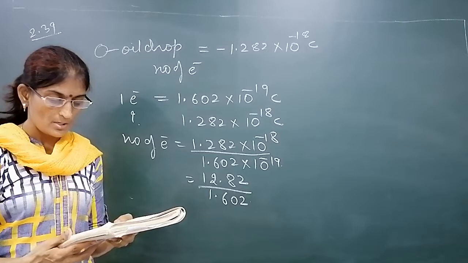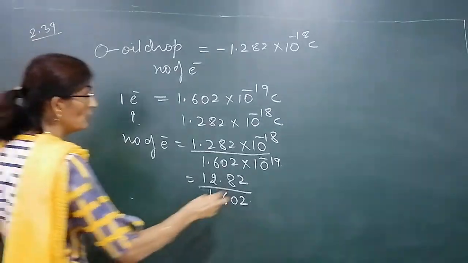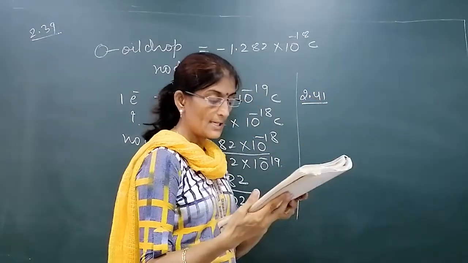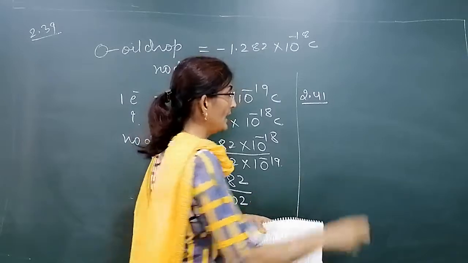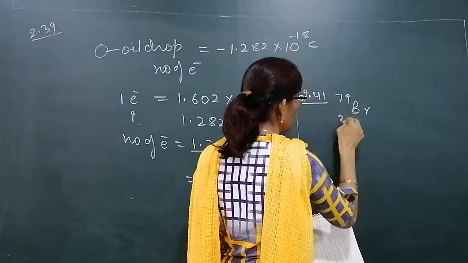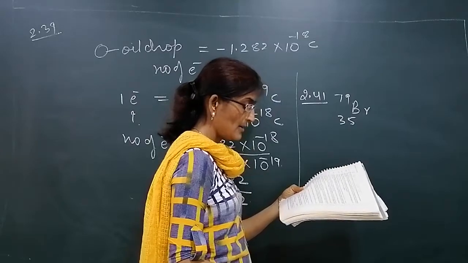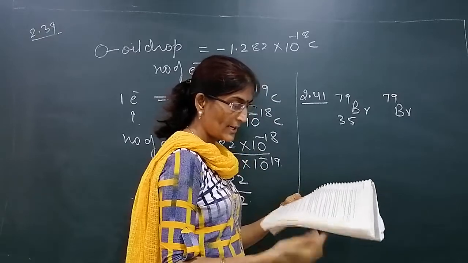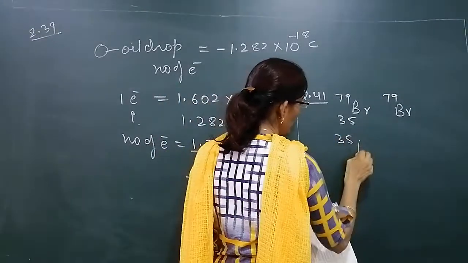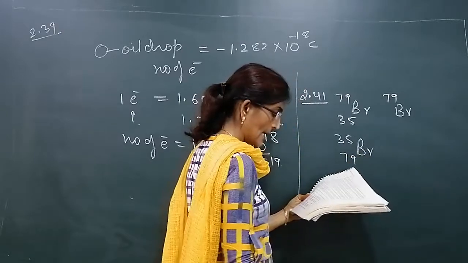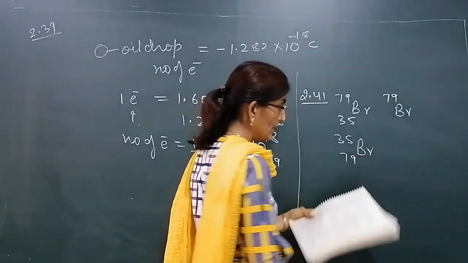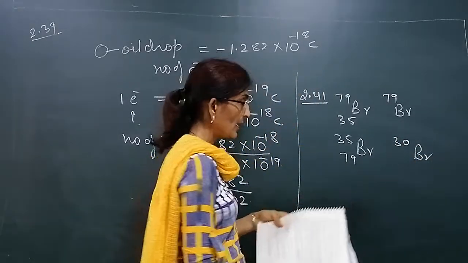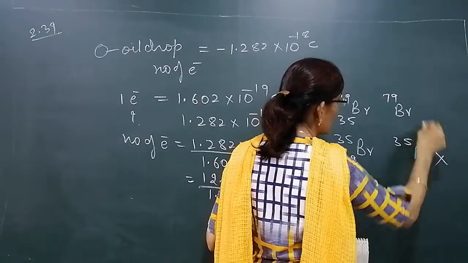Now question number 41, 2.41, is telling about the symbol of bromine, 79 and 35, and Br 79. These symbols can be written as 35 Br 79, whereas Br 35 with 79 cannot be, they are not acceptable. These are not acceptable, these are correct.